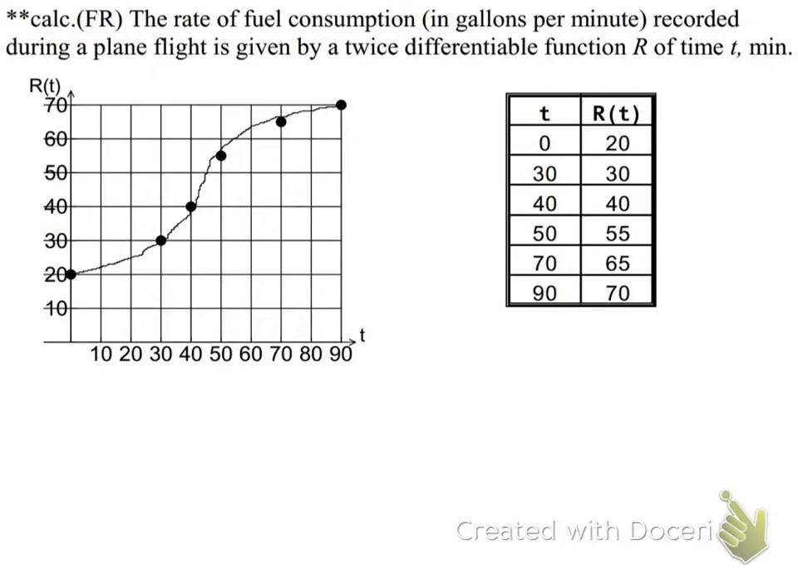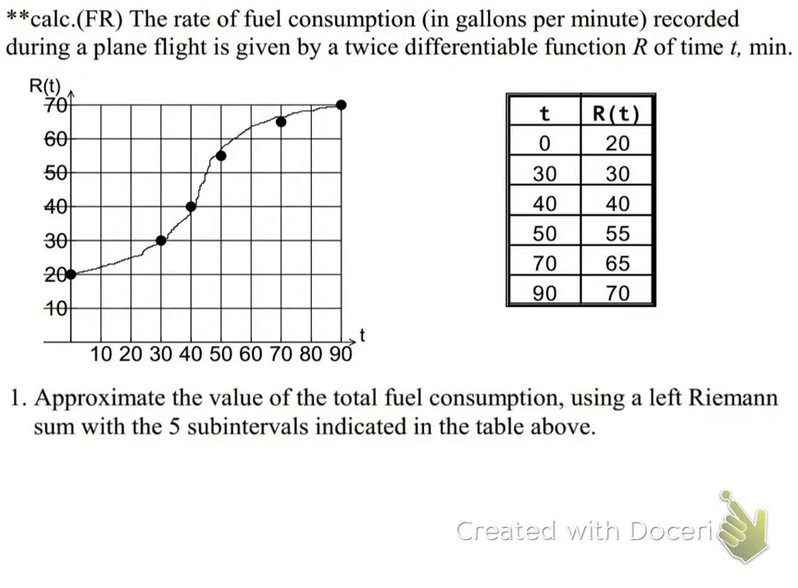So here is an example problem. It's actually a free response problem from an AP exam. It says the rate of fuel consumption in gallons per minute recorded during a plane flight is given by a twice differentiable function r of t, with time t in minutes. And here's the first question. Approximate the value of the total fuel consumption using a left Riemann sum with 5 subintervals indicated in the table above. So it's giving me my intervals already.